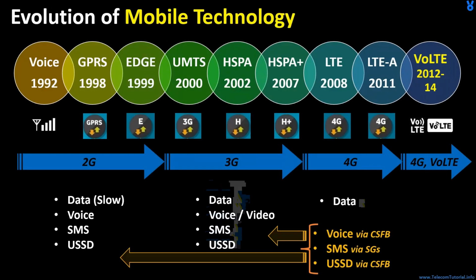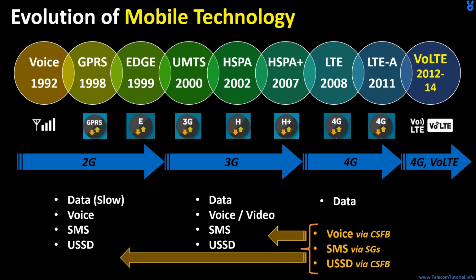However, when 4G was launched in 2008, it came with data support only. There was practically no option for voice communication. For making voice calls, customers had to go to the underlying 2G and 3G networks.